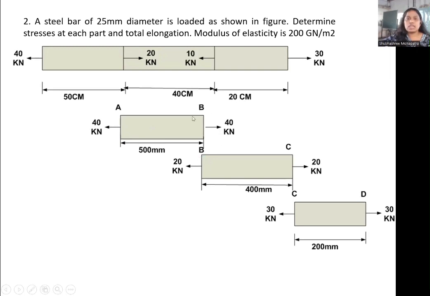Now you can see at B, the collective force is acting 20 kilonewton in this direction. That means 40 minus 20, that is equal to 20. So 20 will be in this direction.